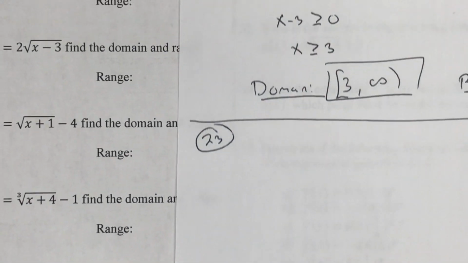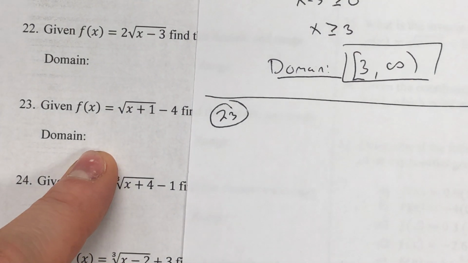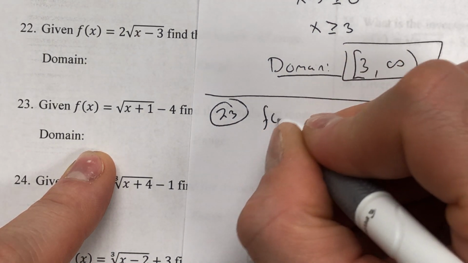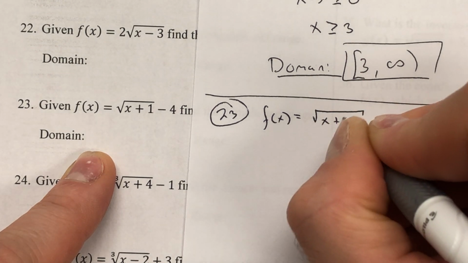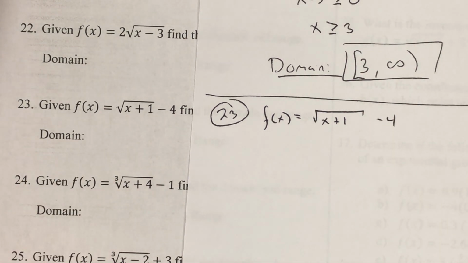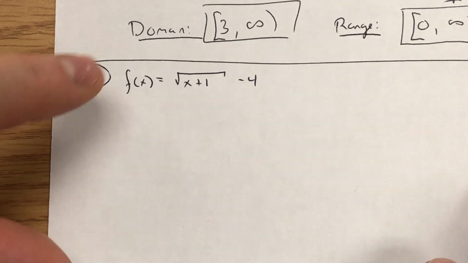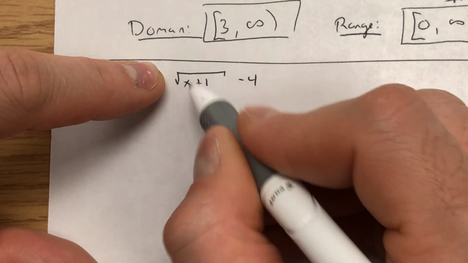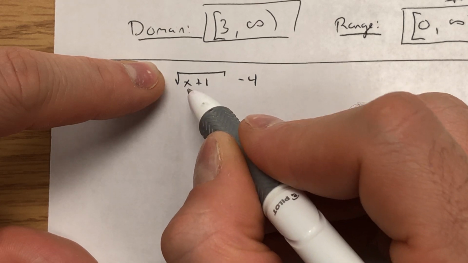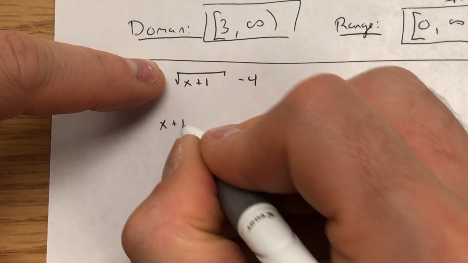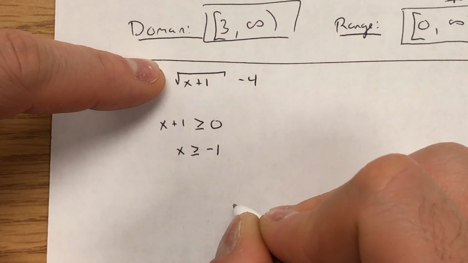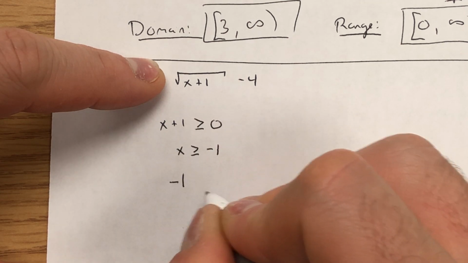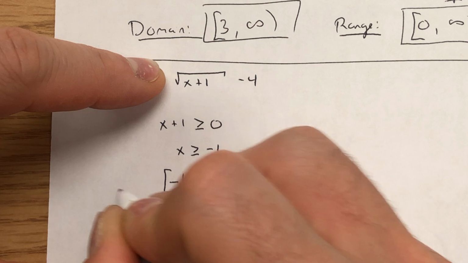23. Let's take a look at number 23. Again, find the domain and find the range. Root of x plus 1 minus 4. For the domain, I am again going to say I have to take the root of a positive number. So x plus 1 must be greater than or equal to 0, which means x must be greater than or equal to negative 1. So negative 1 is the lowest possible number, and anything above that all the way up to infinity is my domain.